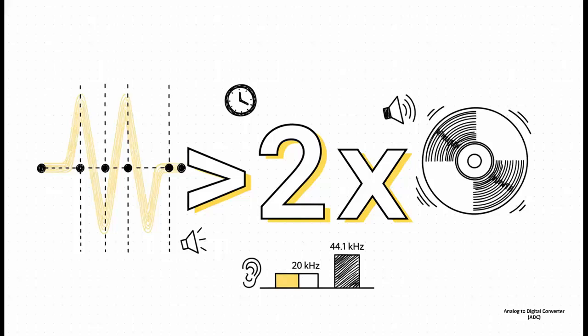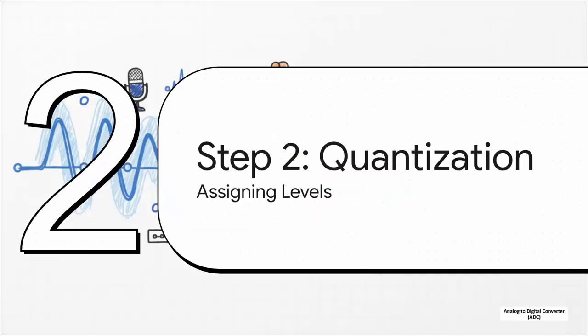To put that in perspective, human hearing kind of tops out around 20 kilohertz. So to capture all the sound we can hear, you need to sample at over 40 kilohertz. And that's exactly why CDs use a sample rate of 44.1 kilohertz. If you sample any slower, you literally start throwing away information. It's just gone. Okay, so we've got our snapshots. We have all these discrete points in time. But there's still a problem. The height of each snapshot is still a super precise, messy analog value.